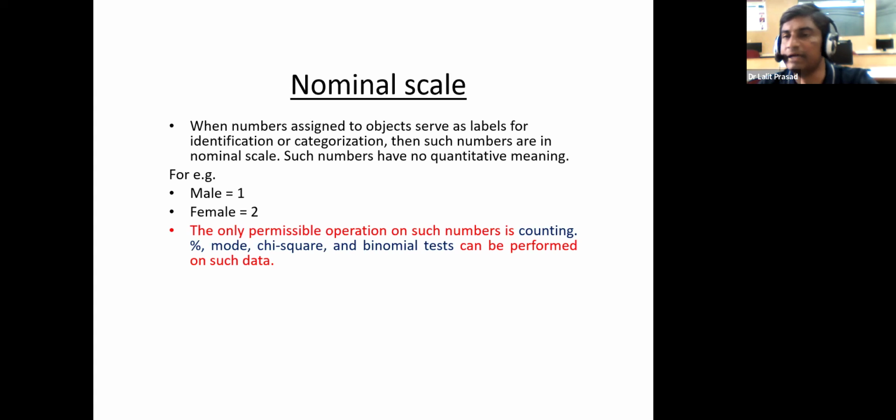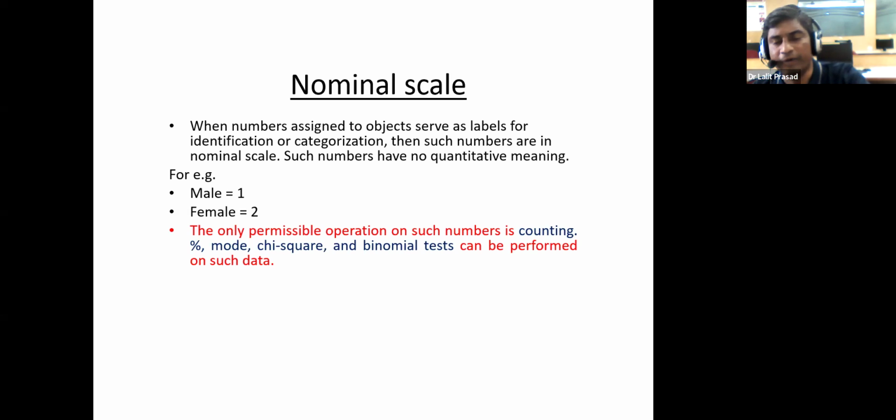Just like the numbering of the cricket players. Mahendra Singh Dhoni 7, Virat Kohli 18, Rohit Sharma 43 or 44, 43 I think, Sachin Tendulkar 10. So this is only for identification. We cannot say Virat Kohli is 18, Mahendra Singh Dhoni is 7, so 18 minus 7 is equal to 11. So we cannot say that Virat Kohli is playing 11 times better than Mahendra Singh Dhoni. There is no meaning of these numbers.